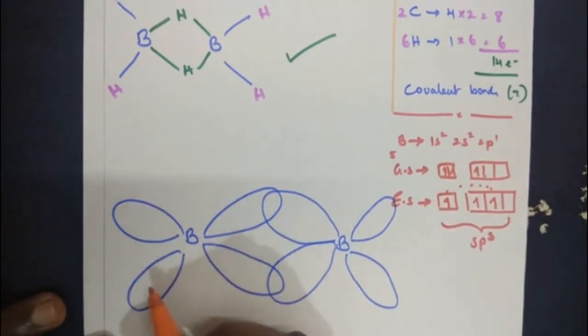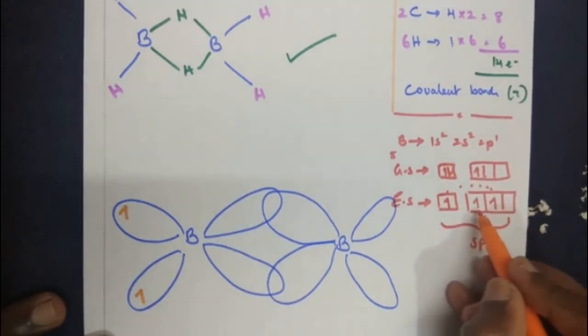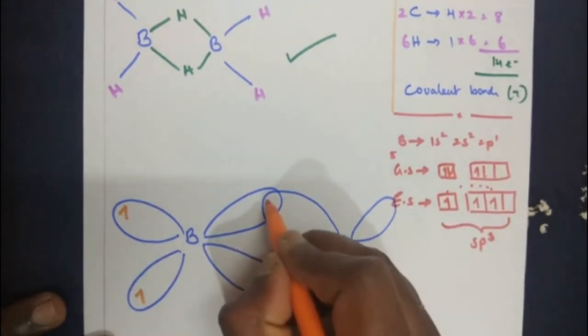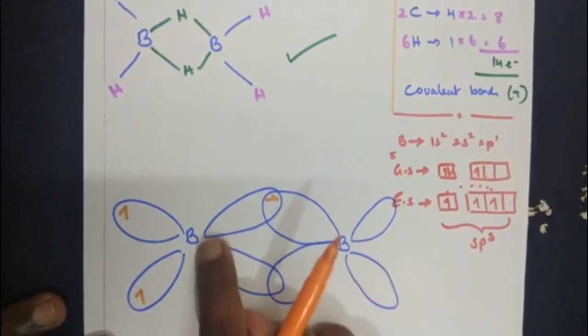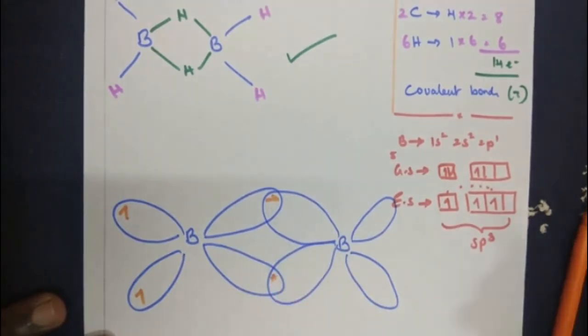Let's fill in from the terminal. 1 electron here and 1 electron here. So out of the 3, 2 I have filled in. The one more I'm taking here. For this boron I'm filling in, and the empty orbital I mark with a star. Now let's move on to fill in the other boron.